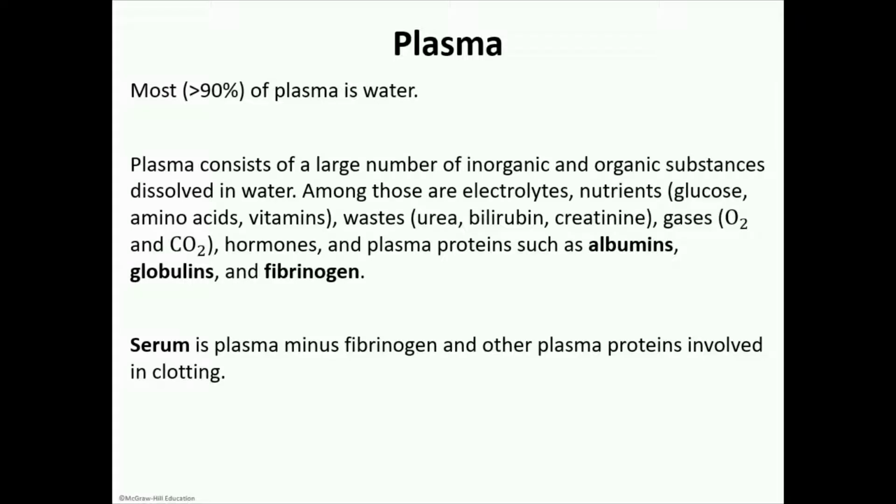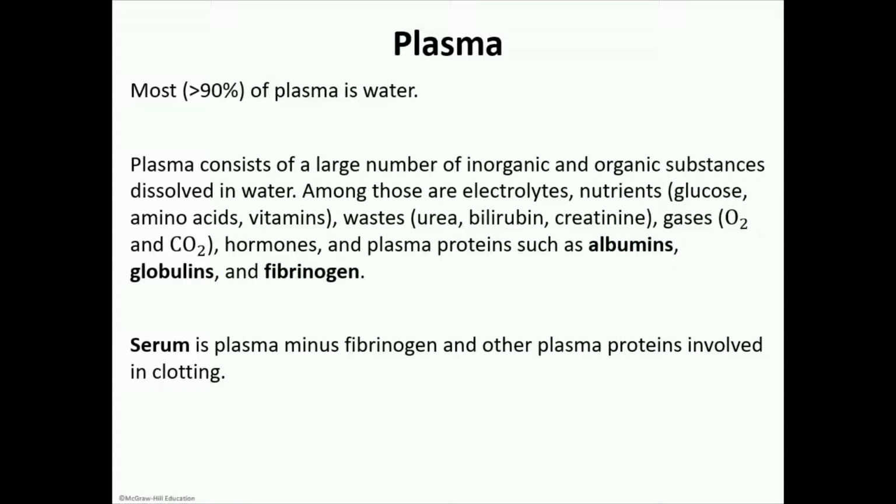So we'll talk first about plasma, which we said is basically made out of water. And there's a whole bunch of things that are swimming in that water. For example, electrolytes, nutrients such as glucose, amino acids, and vitamins. We've got waste products like urea, bilirubin, and creatinine. We also have gases like oxygen and carbon dioxide, different hormones, and plasma proteins, for example, albumins, globulins, and fibrinogen.